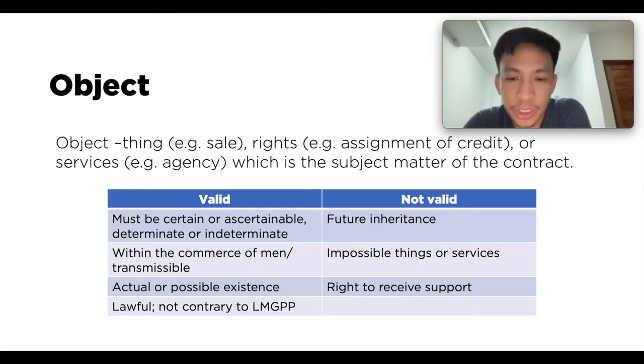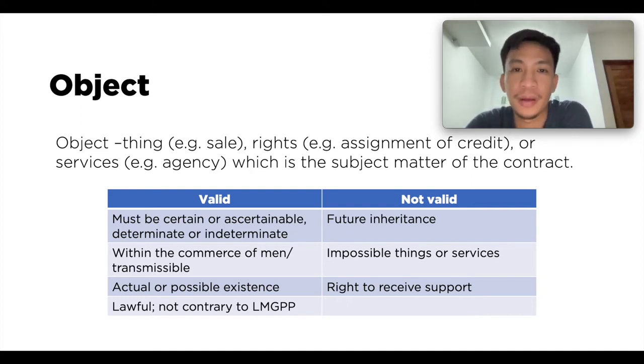Hindi mo pa siya actually ownership. So, you cannot transfer it. Hindi mo pa siya pwedeng maging subject ng contract. Okay. Not valid are yung impossible things or services. Gaya nga nang nasabi natin kanina, yung mga bagay na hindi naman possible na mangyari, or mga services na hindi naman possibly pwedeng i-provide, those are not valid objects of contracts.